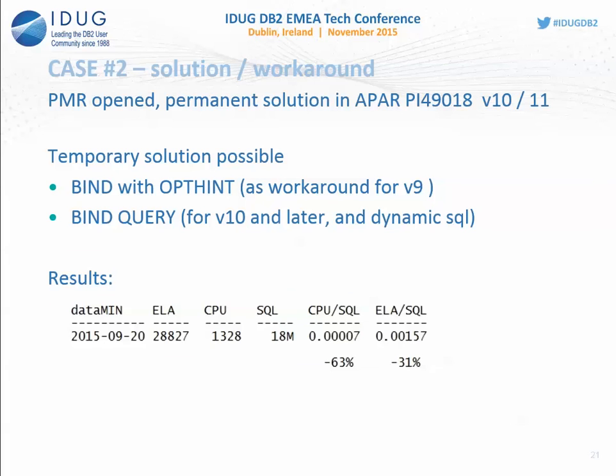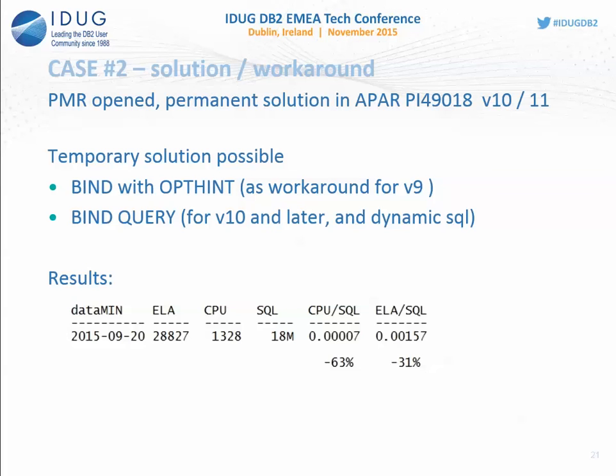We were given three solutions, but we were still on version 9 of DB2, and these solutions didn't work for us. A little bit later, I will talk about our workaround and the result of this change. We observed less CPU consumption and elapsed time. It was crucial for us to have this application under control.